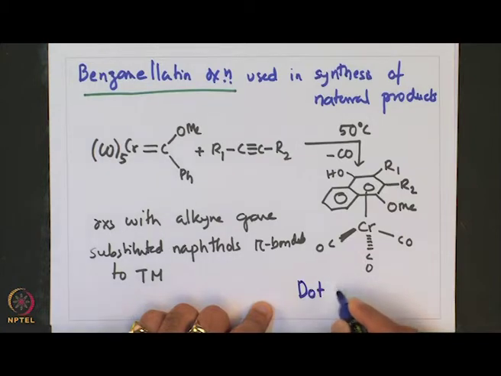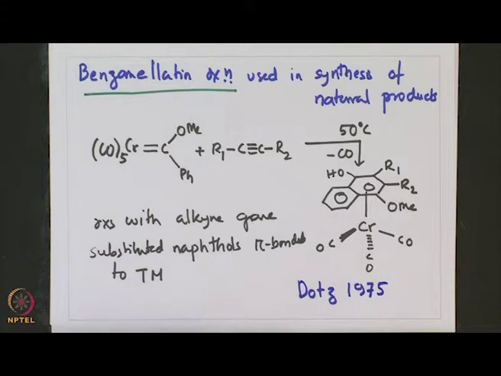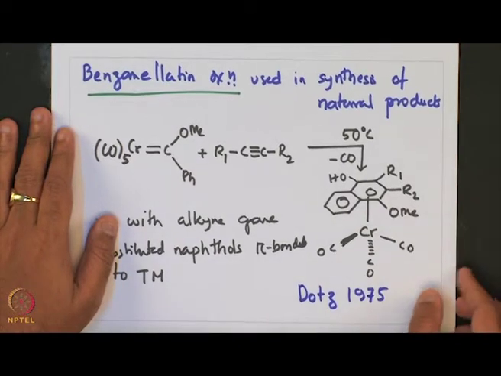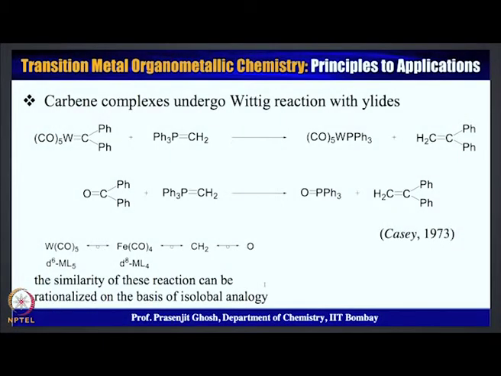Now, this is a very important application of transition metal carbene complexes, and this was discovered by Dötz way back in 1975, and this popularly is also called Dötz reaction. This particular reaction is popularly named as Dötz reaction as well. Okay. Now, we have seen various reactivity of transition metal carbene complexes.